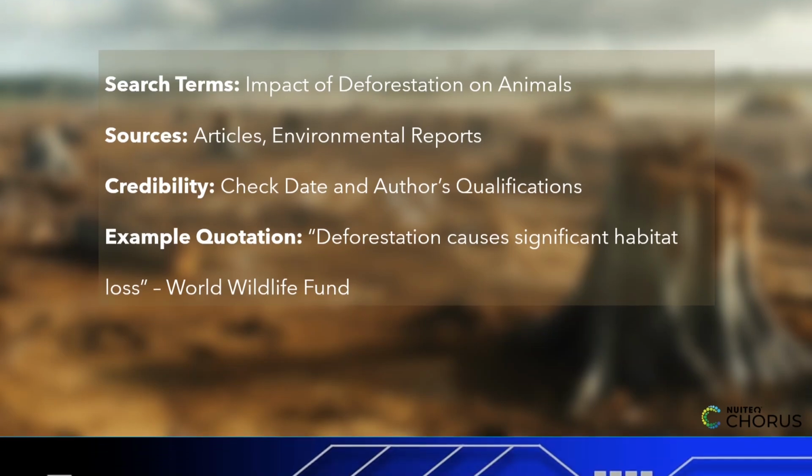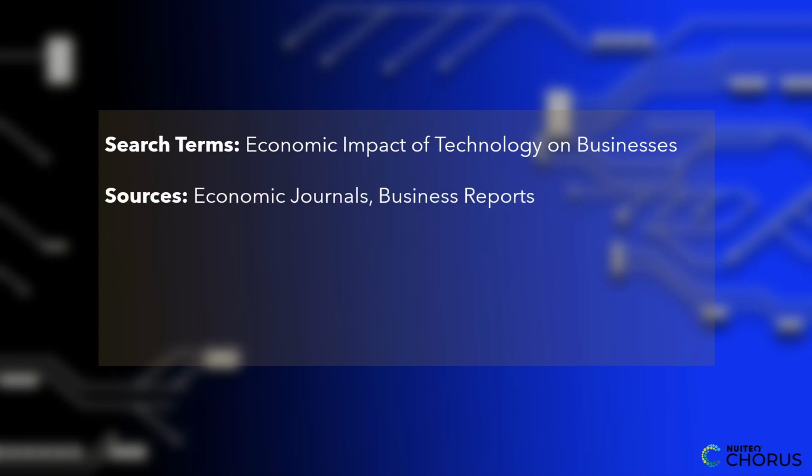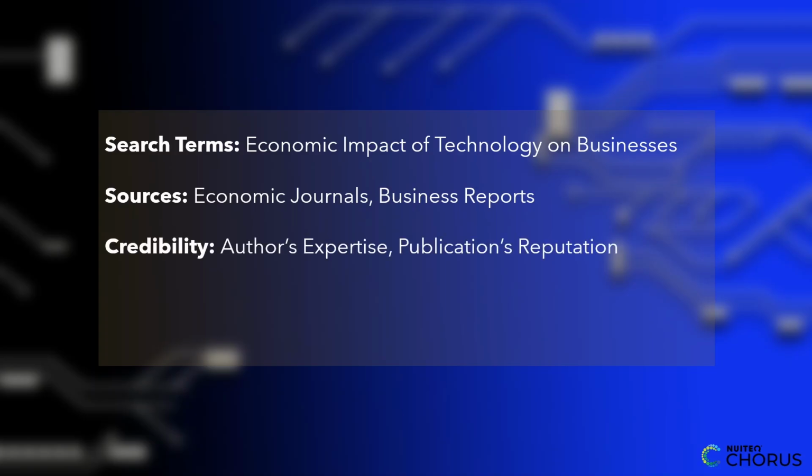For a more complex example, let's research the economic effects of technology on modern businesses. Use search terms like "economic impact of technology on businesses" to find data from economic journals, business reports, and industry analyses. Evaluate each source for credibility by looking at the author's expertise and the publication's reputation.